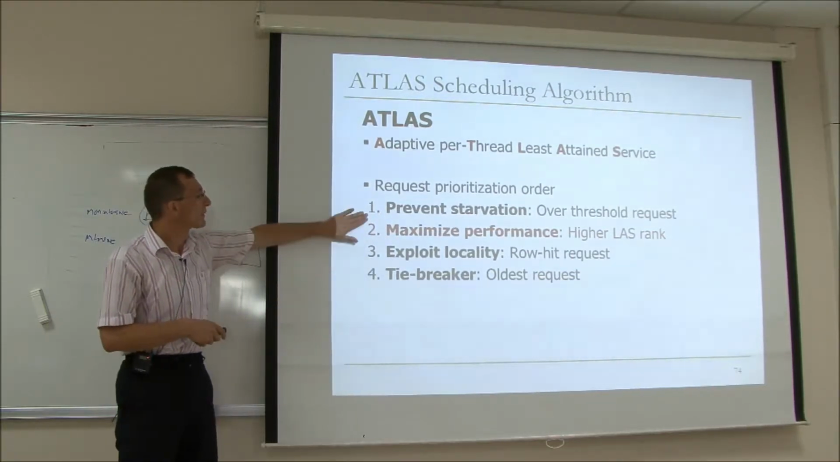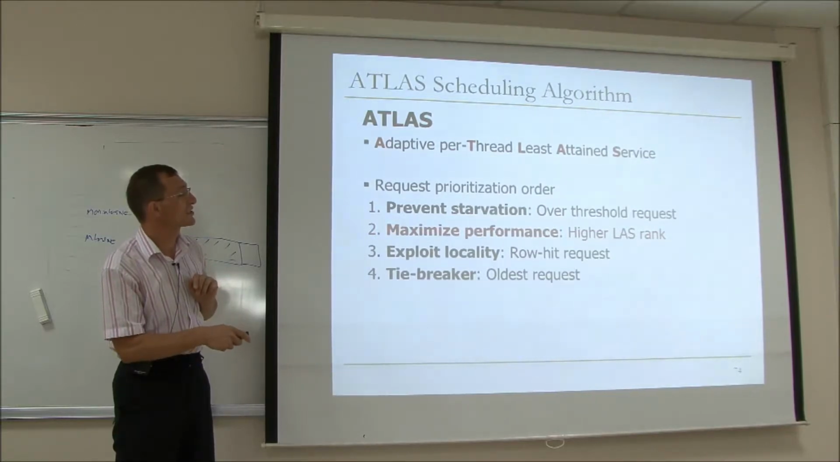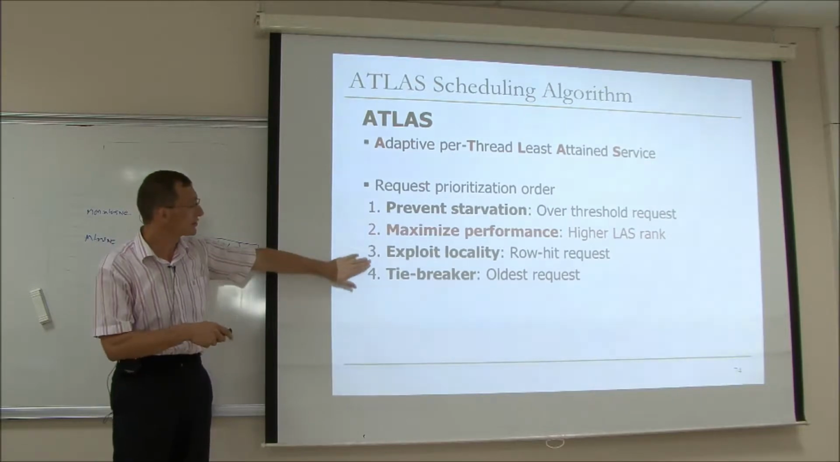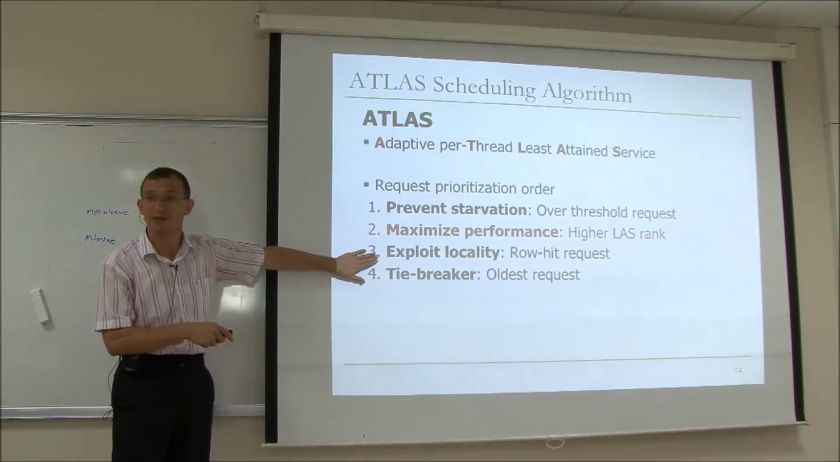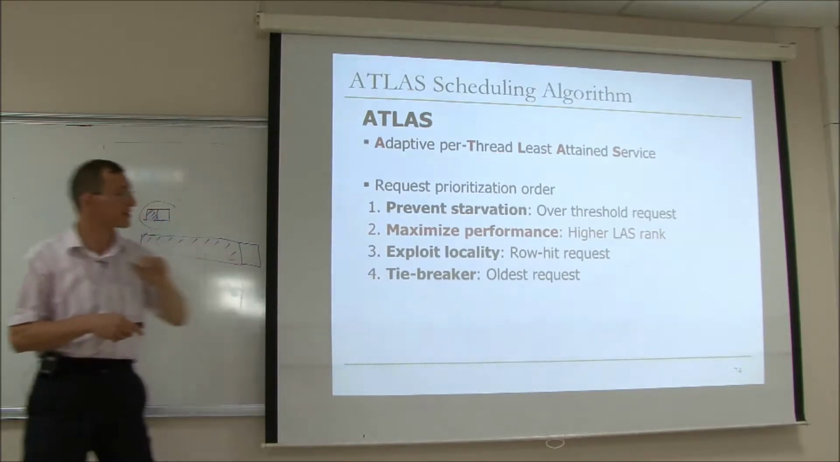The second ranking is to maximize performance. We prioritize threads based on least attained service order, rank order. Third, priority order to exploit locality. We prioritize row hit requests over others. And for tiebreaker, it's the oldest request over others. Okay.